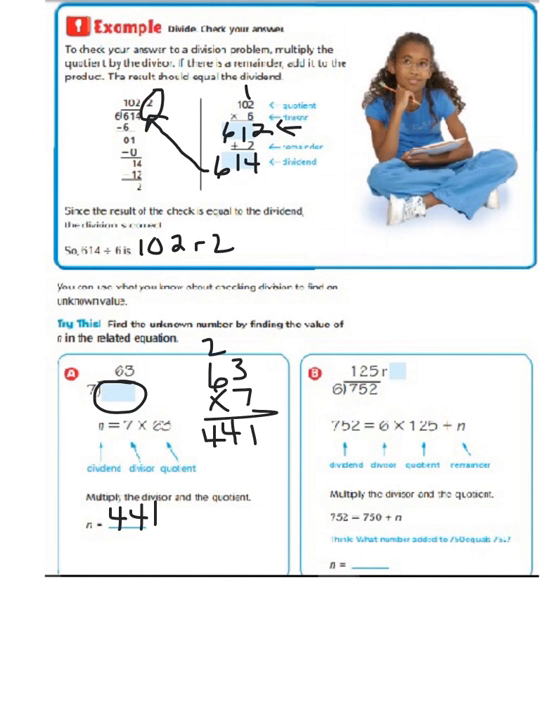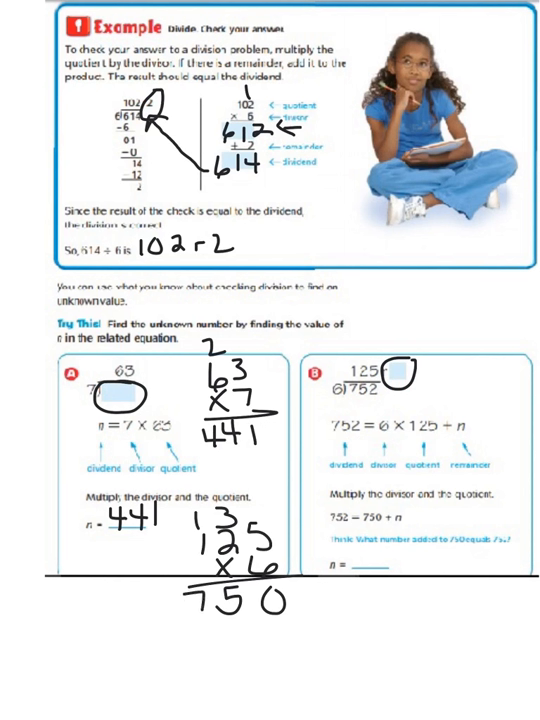Now you can also do the same thing to find out what your remainder is going to be. Because remember, you can take your quotient of 125, multiply it by your divisor, so 6 times 125 plus n, because we have to add our remainder to it to get our dividend. So when we multiply that out, we have 125 times 6. 5 times 6 is 30. 2 times 6 is 12, 15, carry our 1. 1 times 6 is 6, plus our 1 is 7.